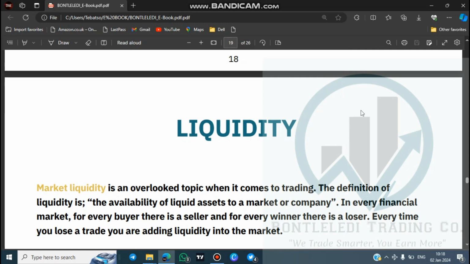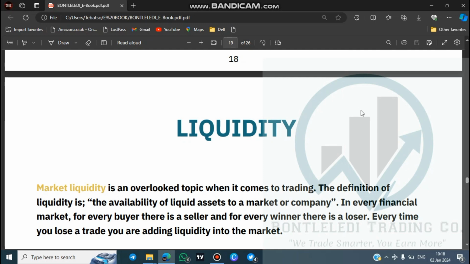So now we're going to be proceeding to the next chapter, which is what we call liquidity. What is it that we talk about when we're talking about liquidity? Basically, liquidity is market liquidity. It's an overlooked topic when it comes to trading. The definition of liquidity is the availability of liquid assets to a market or a company.